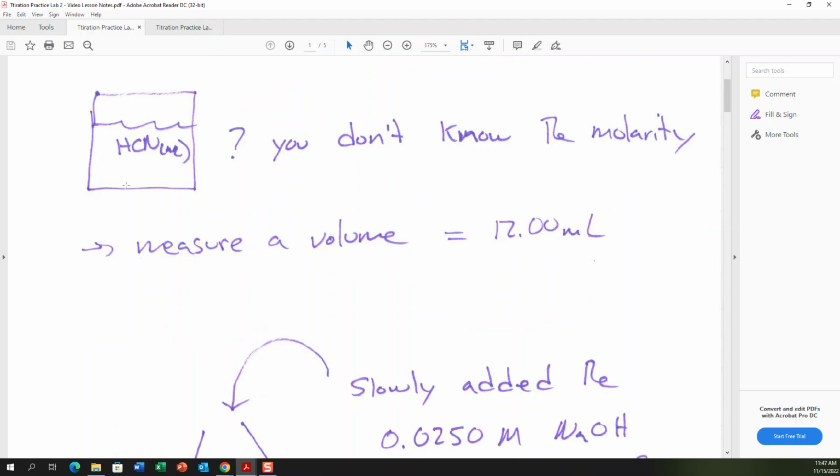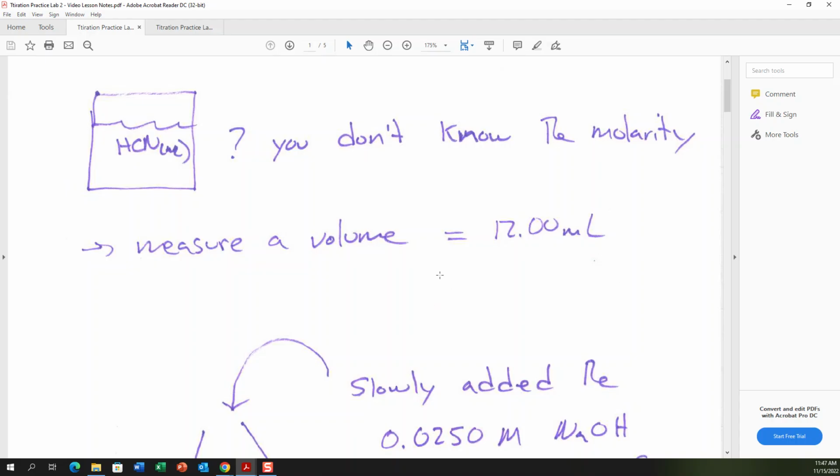So what do we do? We take a little bit of this, but we measure the volume that we take. So we take 12 milliliters. Why not 10? I don't know. The question just said we took 12 milliliters. So we took 12 milliliters of this big old vat of HCN, a little tiny bit of it.